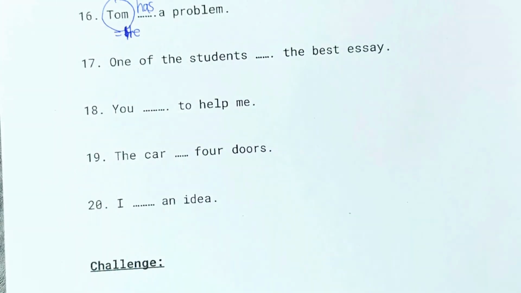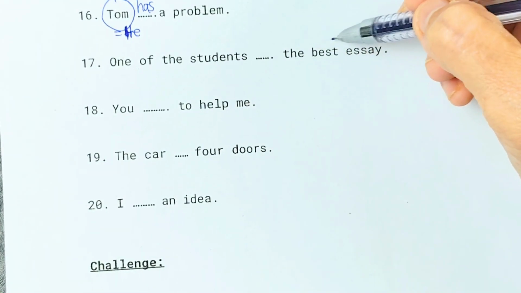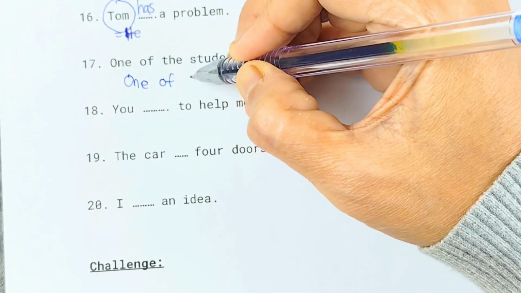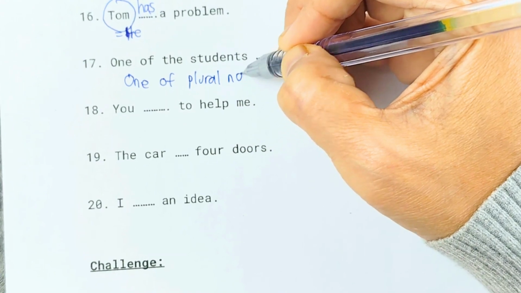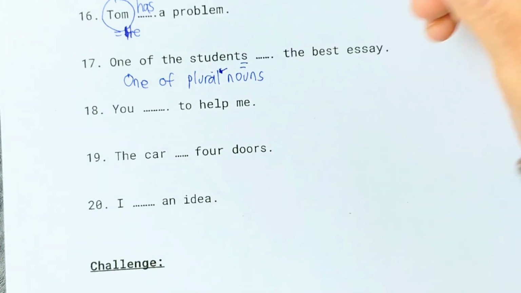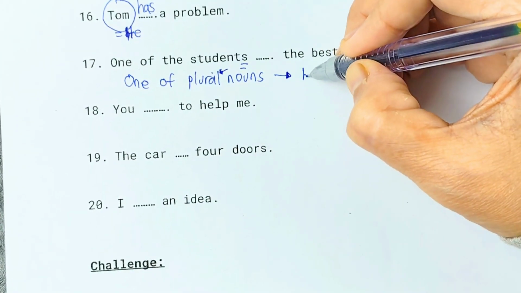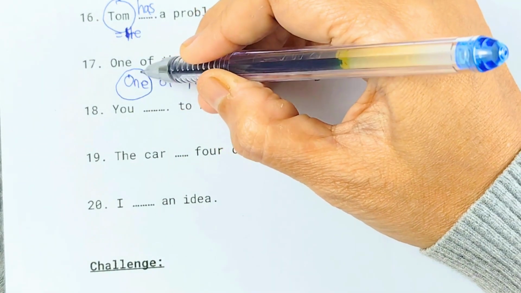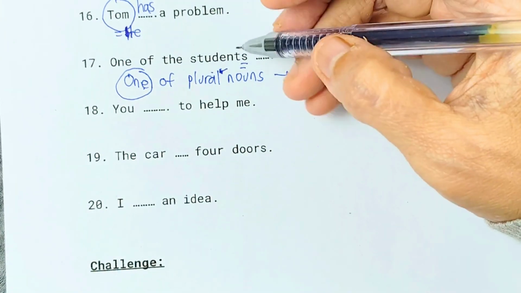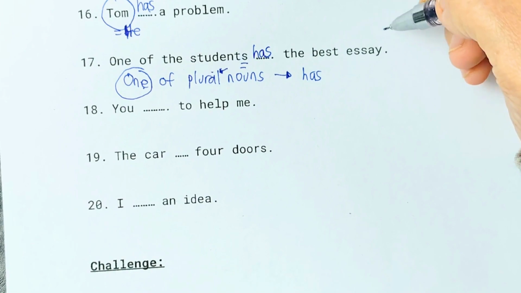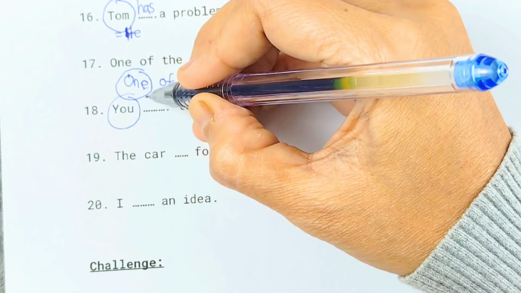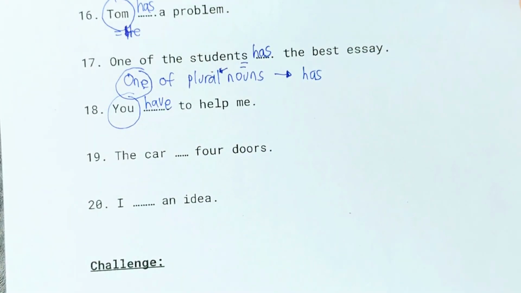Number 17, one of the students blank the best essay. If it's one of and then plural nouns, in this case students as the plural one, we have to use has because our focus is on the word one. So one of the students has the best essay. Number 18, you blank to help me. You is the subject, so you have to help me.